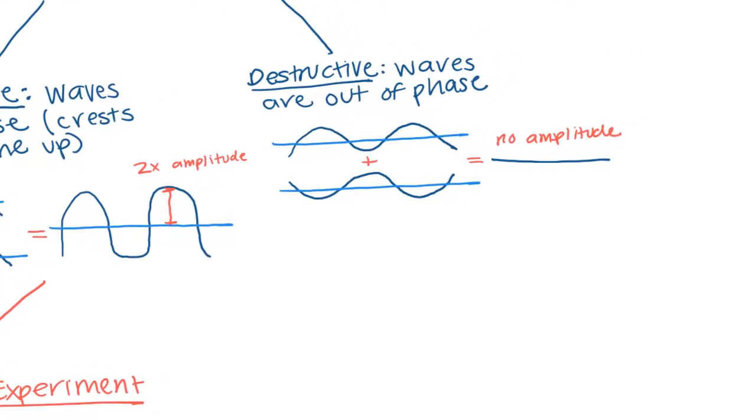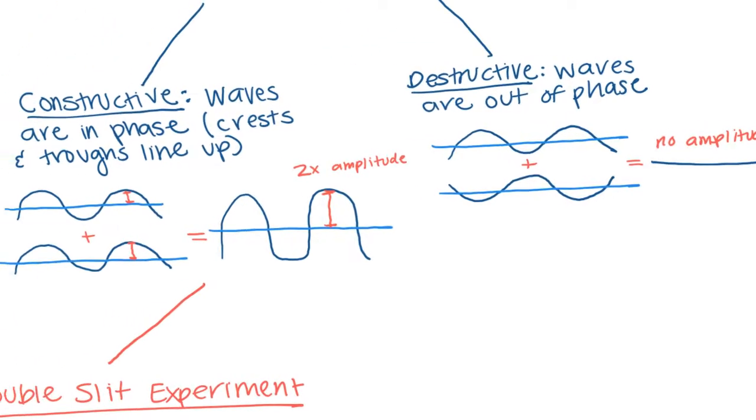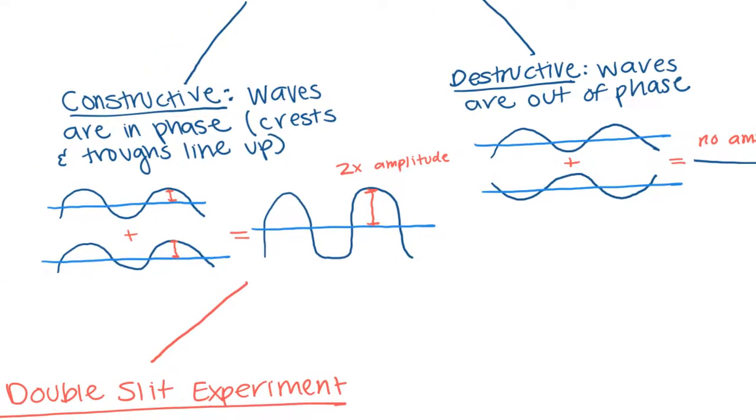In contrast, we have destructive interference, which means the waves are out of phase. So when these waves collide, it actually just results in no amplitude at all. So that's the difference between constructive and destructive.